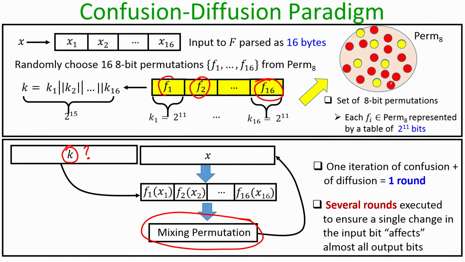So, that creates a diffusion, which ensures that even a single change in the input bit affects several output bits, and ensures that the overall keyed permutation f_k(x) that we obtain behaves like a pseudo random permutation.